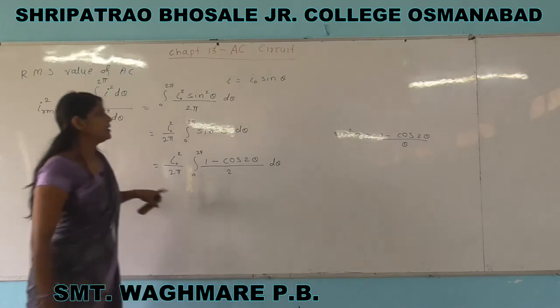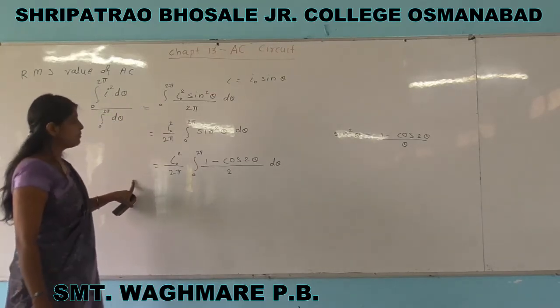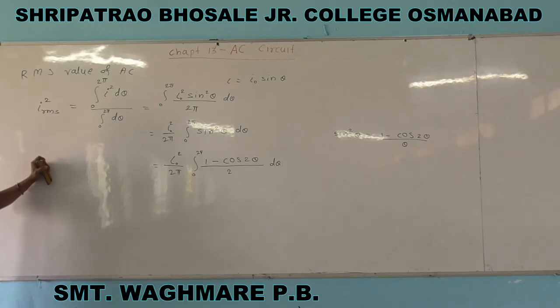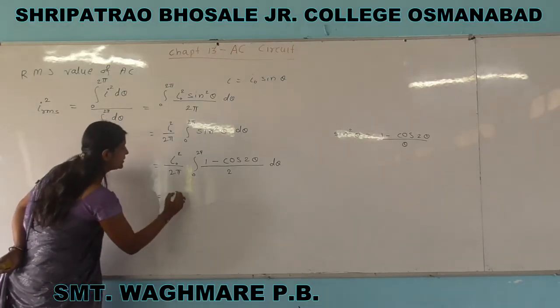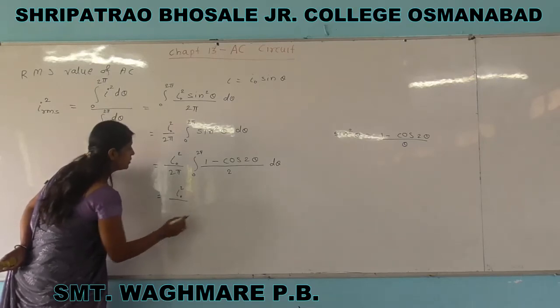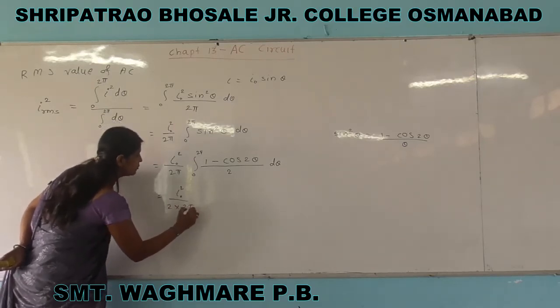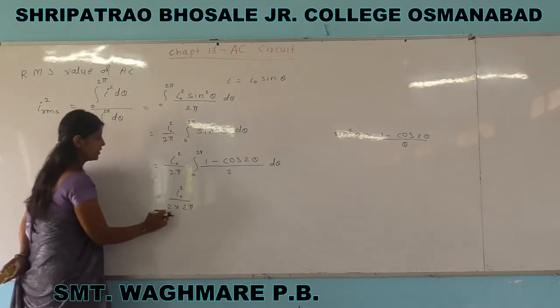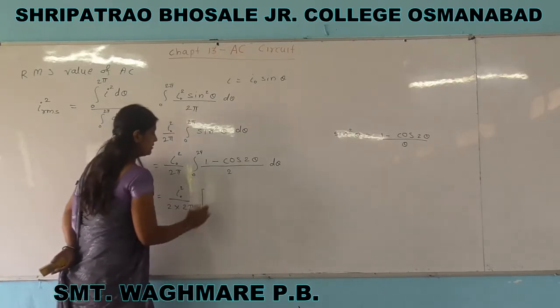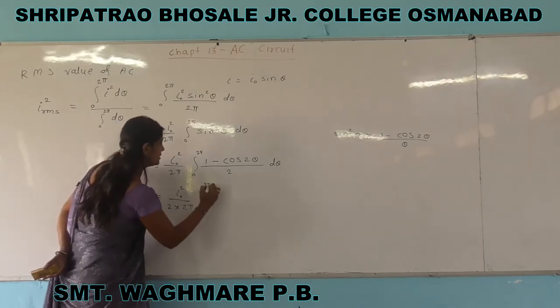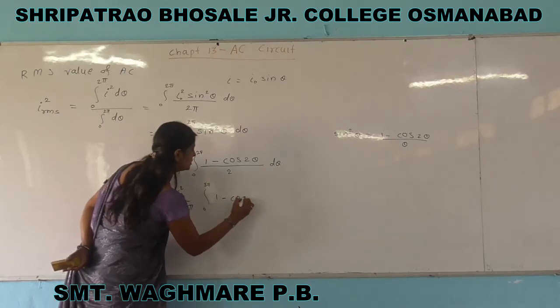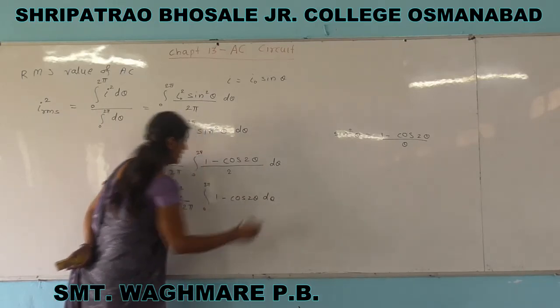You can see this equation in the mathematics book: sin square theta is equal to 1 minus cos 2 theta divided by 2. We can take this 2 out of the integration, therefore we take this 2 here. Taking the integration, we can go one step further, that is 1 minus cos 2 theta into d theta.